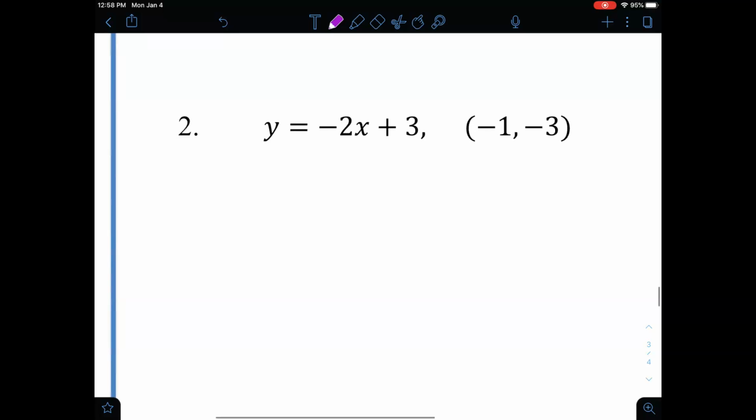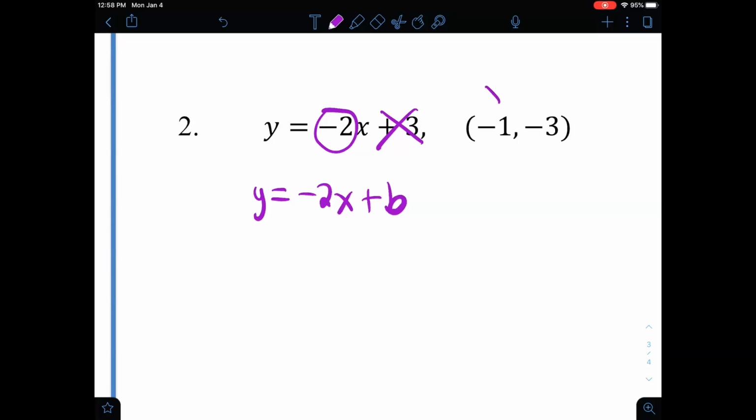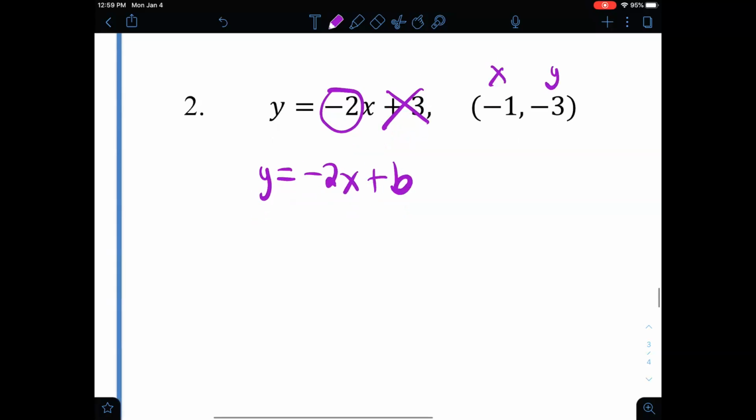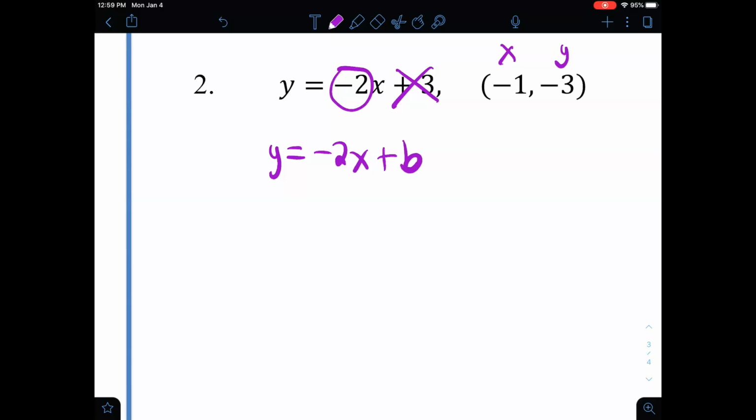All right, number 2, we have y equals negative 2x plus 3. We're going to take the slope from that original equation, which is negative 2, and we're going to cross out the plus 3. We're not going to use the plus 3. So our equation is going to be something like y equals negative 2x plus b. The point negative 1, negative 3 is the point that's going to cross through. So we're finding a parallel line that goes through the given point. This is going to be our x and our y. So now we're going to solve for b. We're solving for the y-intercept.